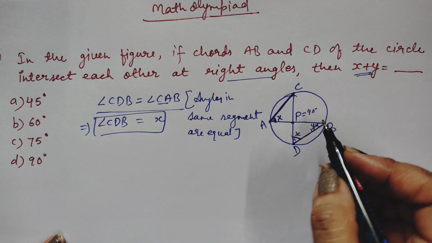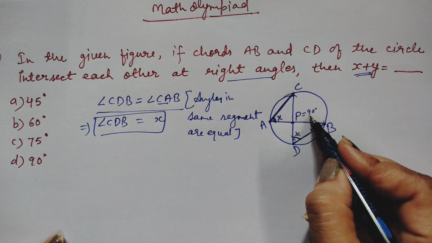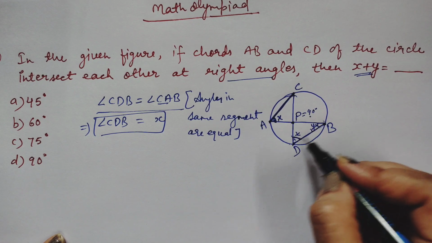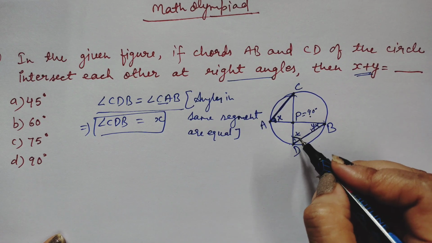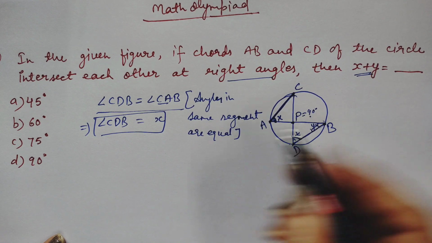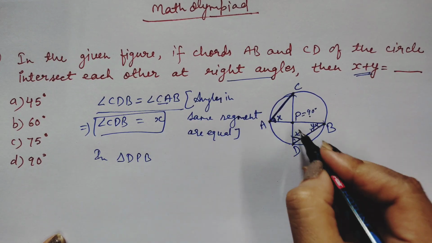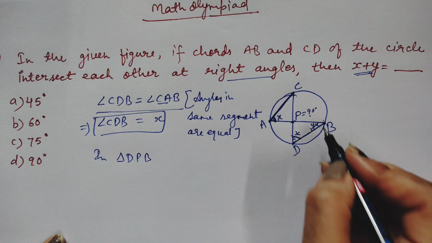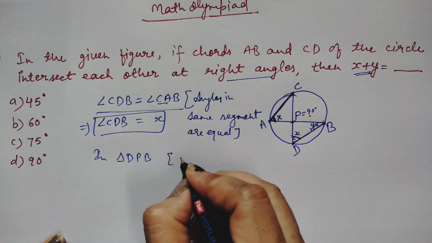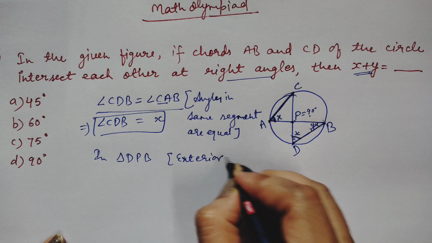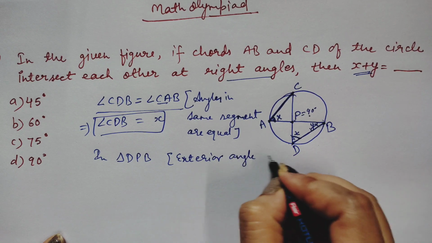Now everybody knows, you can see this angle P is 90 degrees. So now we are using triangle DPB, using the exterior angle property theorem. In triangle DPB, we are using the theorem exterior angle property.